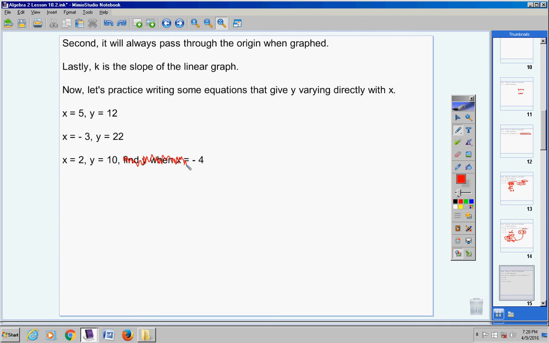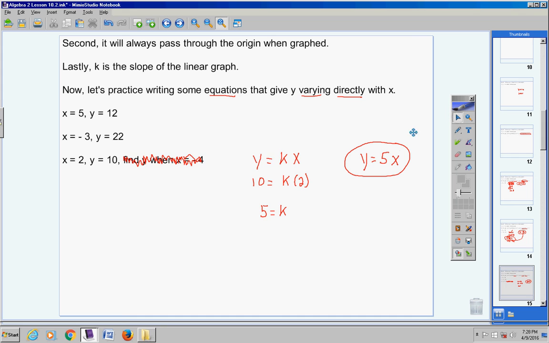The first thing I want you to do is write an equation that gives y varying directly with x. So I hear the words equation and varying directly, so I write my model. There's my model for direct variation. Here's y, so I'll put a 10 for y. Here's 2, I'll put a 2 for x. Divide both sides by 2, and what does k equal? 5, so pick up your 5 and put it right here for k. So there's part 1 done. It's a two-step problem. There's the first part done.